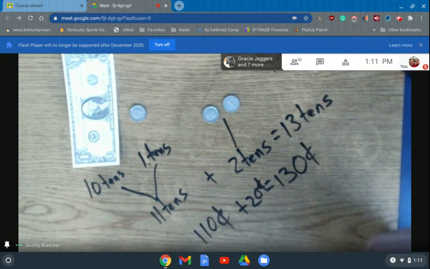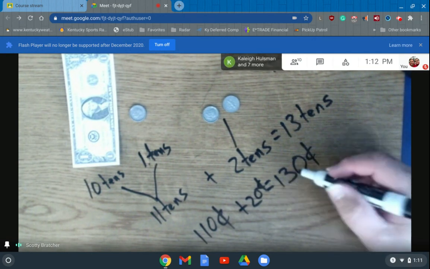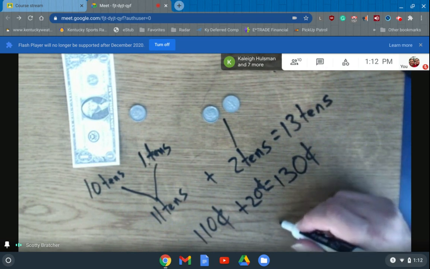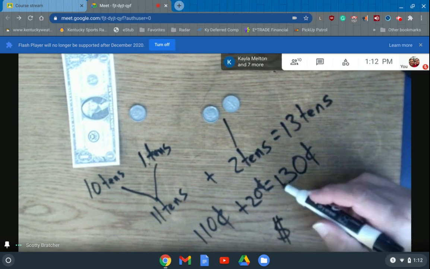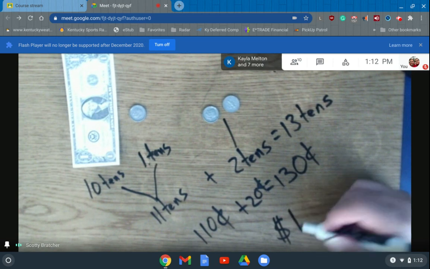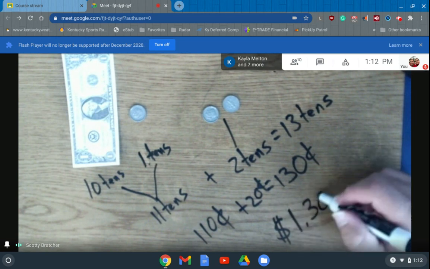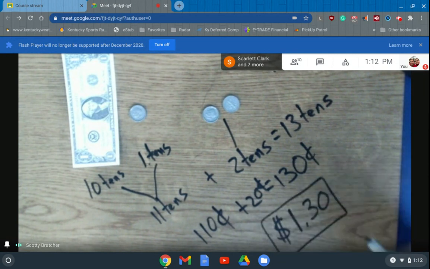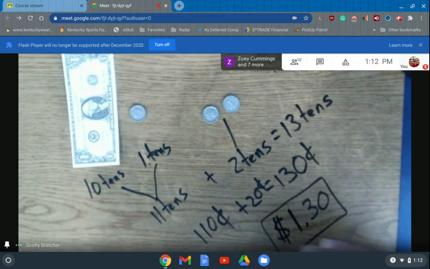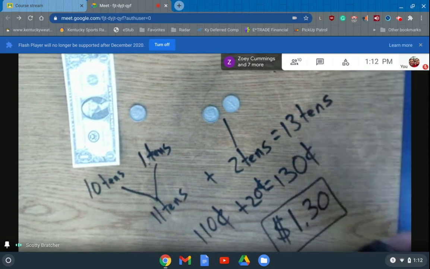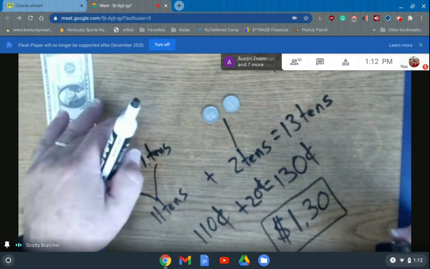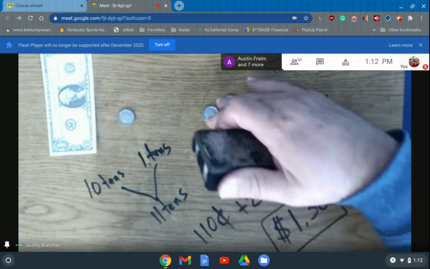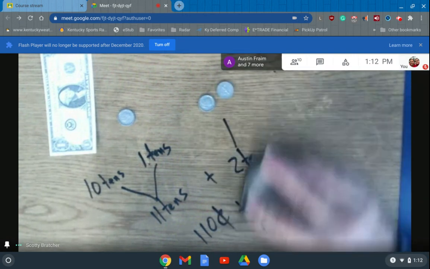Now, the other way, since I went over 100, I could write it like this. Dollar sign. This 100 is for the $1 and 30 cents. But I'm not worried that you can do that right now. I'm just kind of showing you. We'll talk about money later in the year. I'm just showing you that we can do this with money.